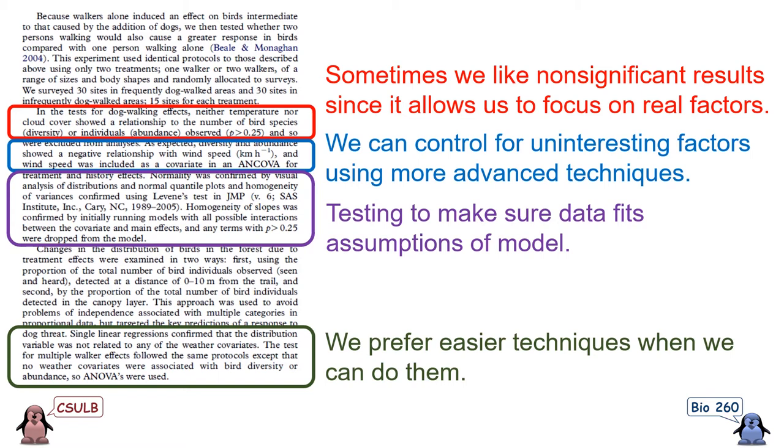Finally, in the green box, we can see how the researchers were able to eliminate possible confounding factors and were therefore able to use the ANOVA technique. There are lots of complex statistical techniques available, but if we can use a more straightforward technique, one that is more easily understood by a wider audience, then we generally prefer to do that.